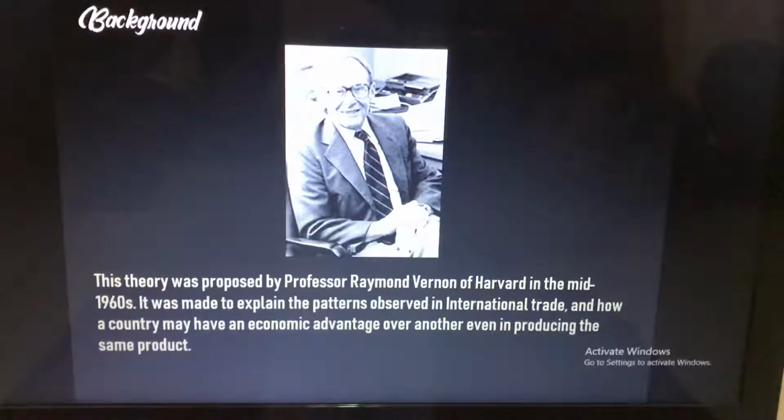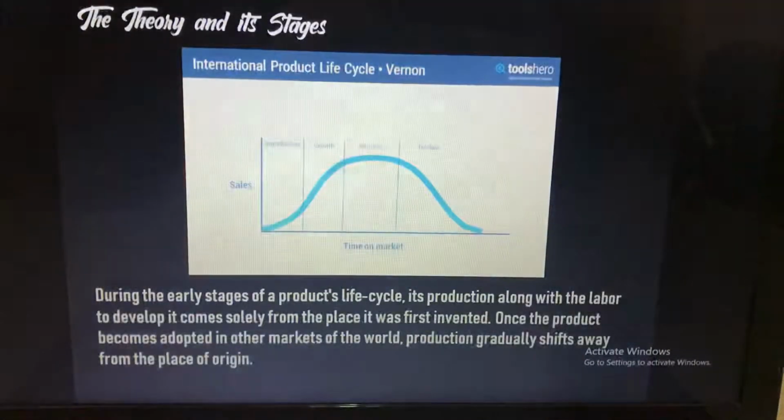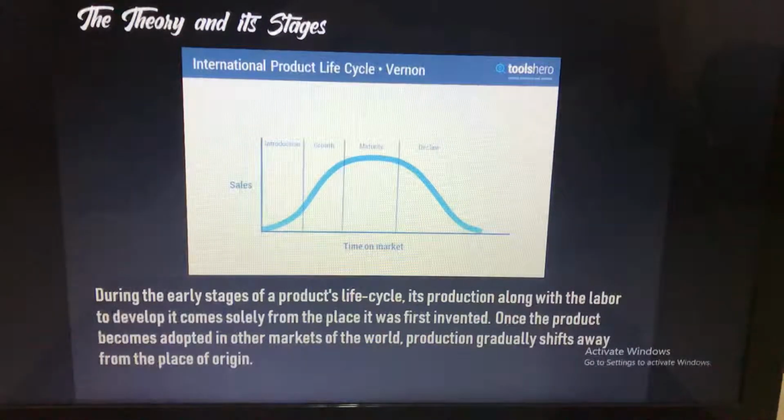So, Professor Raymond made the theory to explain patterns he observed in international trade and how a country may have an economic advantage over another even in producing the same product. He observed that during the early stages of a product's life cycle, the production along with the labor to develop it comes solely from the place it was first invented.